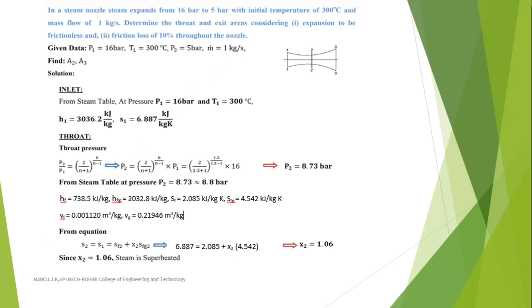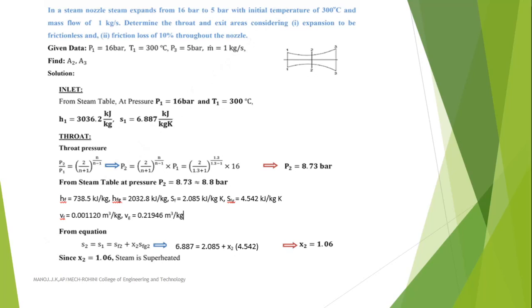Okay, so after the given data, we determine the throat and exit areas, that means throat area A2 and exit area A3, but for two cases. One is the expansion is frictionless, and the second one is the frictional loss of 10% throughout the nozzle. The first case will not consider the friction. Therefore, there would be no loss, so efficiency is equal to 100 percent. In the second case, there is 10 percent frictional loss. Therefore, 10% of the heat has been lost, considering the friction. So this problem has both cases, considering friction and not considering friction.